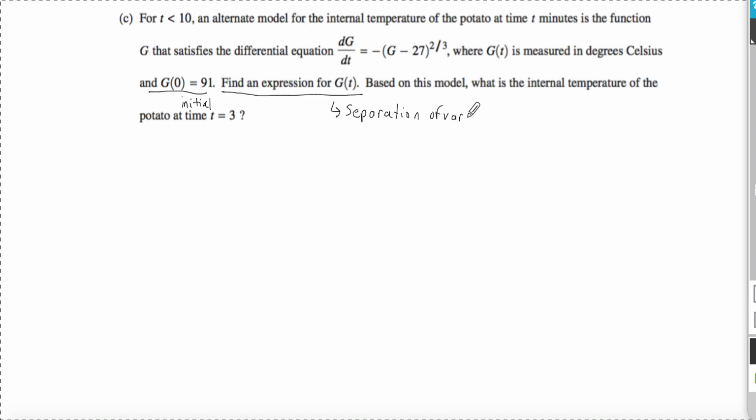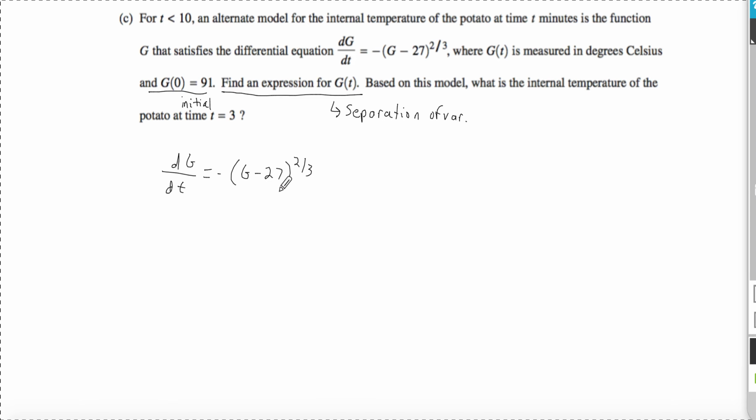I need to solve this differential equation. Okay, to go from a derivative to an original, I need separation of variables to solve this differential equation. So let's do some of this. This derivative is negative g minus 27 to the 2/3. I need to separate variables.